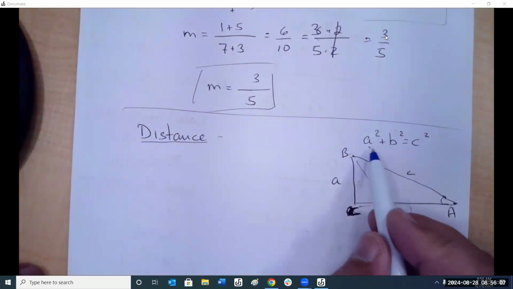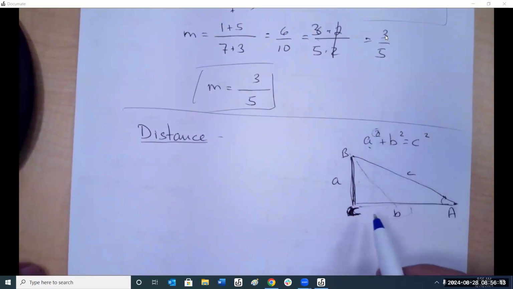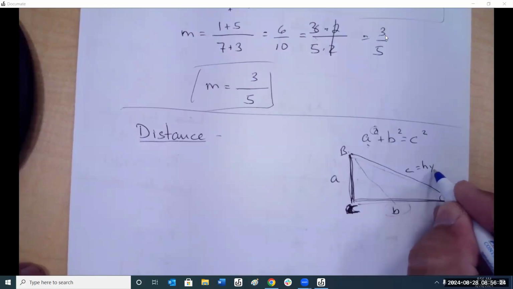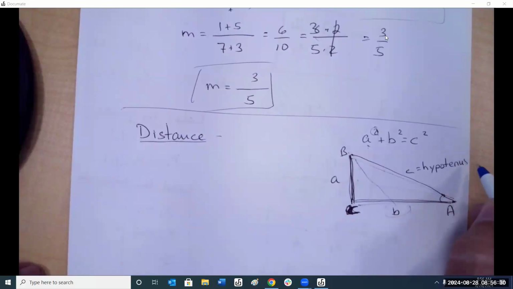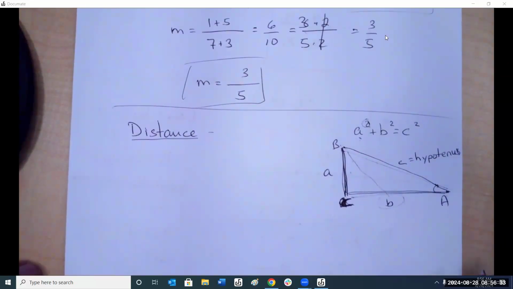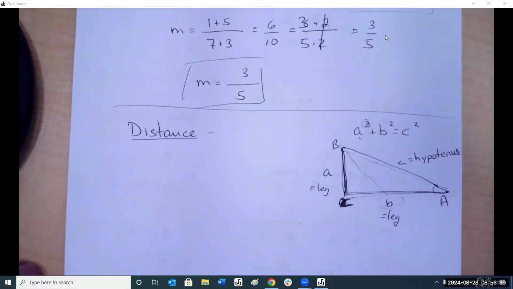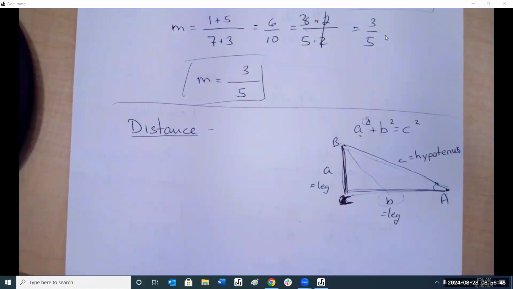So what does this represent? What this thing says is the square of this distance plus the square of this distance equals the square of that distance. What's this distance called here? C. Hypotenuse. I ran out of space. It's the hypotenuse. And these two are called legs. So far, so good.